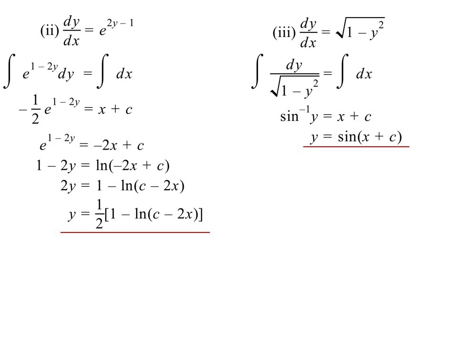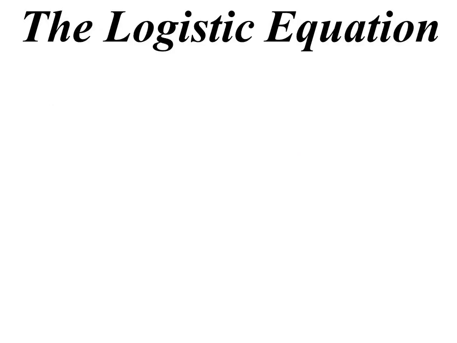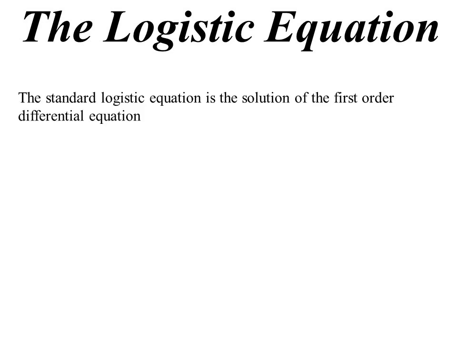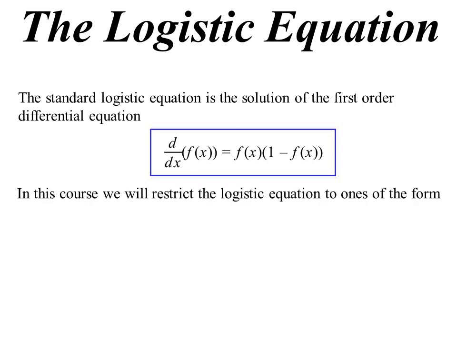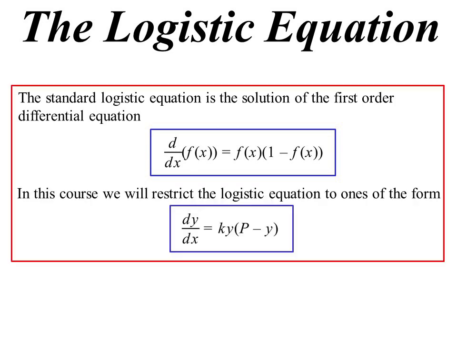But now we're going to look at this thing called the logistic equation. Here it is. It looks something like this. The derivative of function x with respect to x is equal to function x outside of 1 minus function x. Okay. Well, in this course we simplify it down a bit, and really the ones we will see will be in this sort of form. So dy/dx will equal some constant times y, p minus y. So they're the sorts of ones we'll look at for the logistic equation.